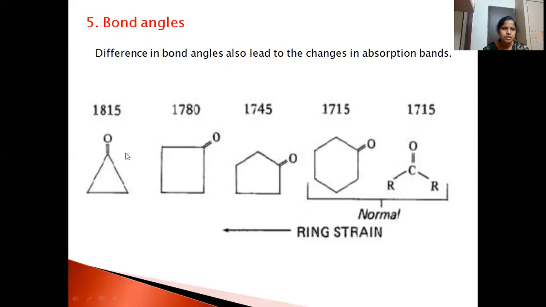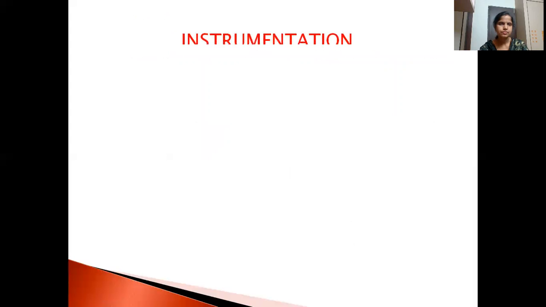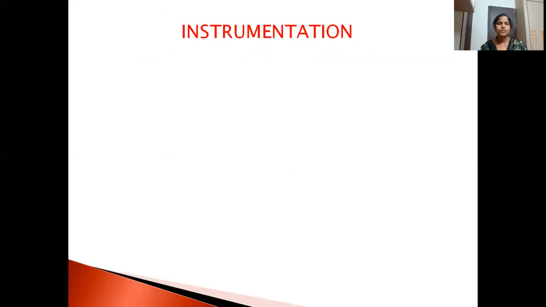So in cyclopropanone, ring strain is found. Because of this ring strain, the vibrational frequency moves towards the higher wave number. So higher vibrational frequencies are seen when the molecules are highly strained. So we have completed the factors affecting the vibrational frequencies.